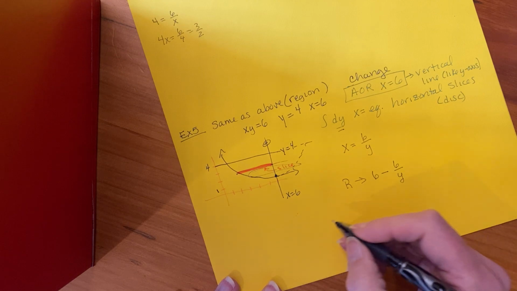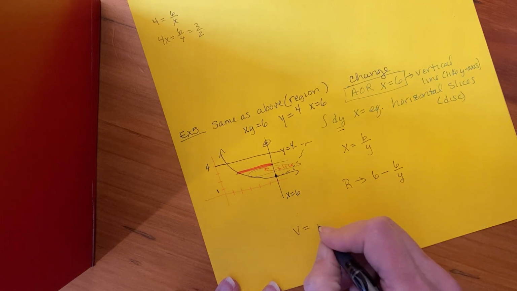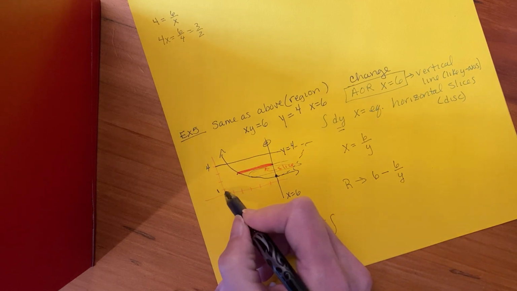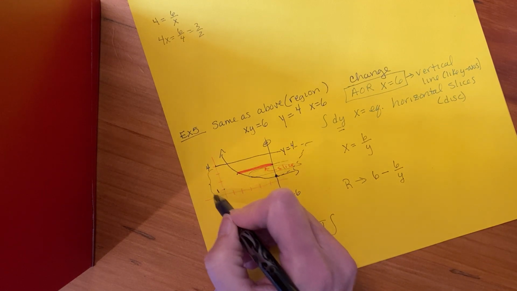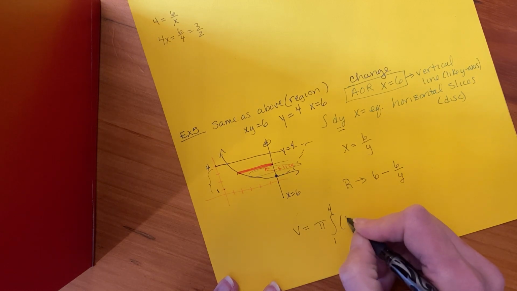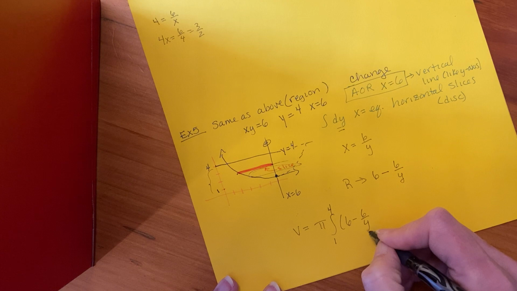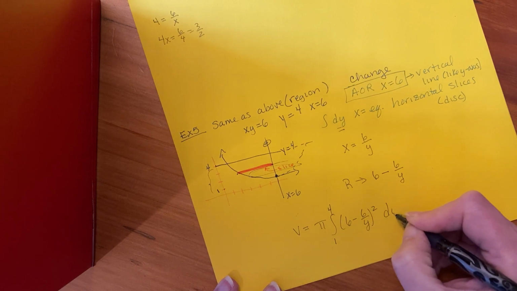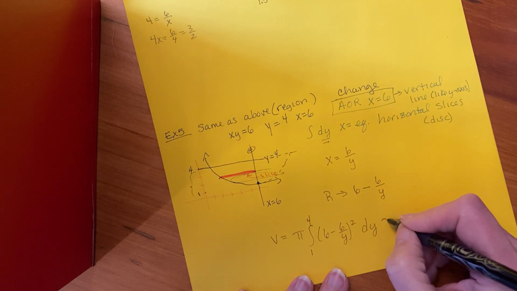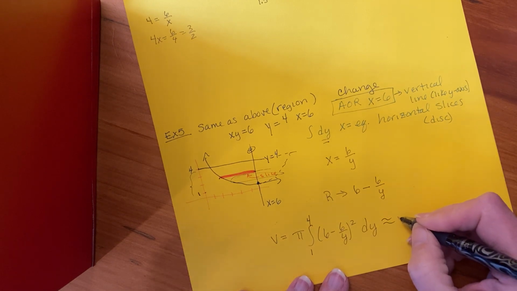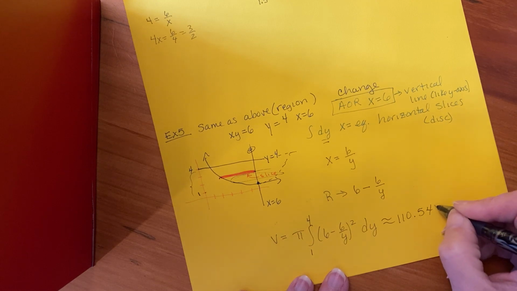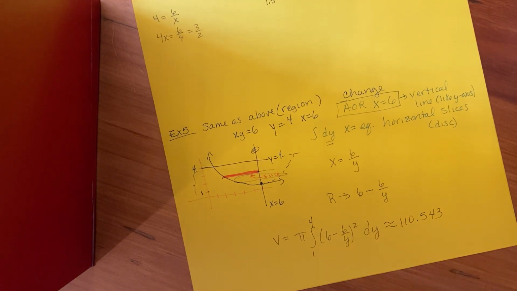We're going to put it in our volume formula. So here we go. The volume is going to be, smack a pi in there, right? What did we say these bounds go from? 1 to 4 along this axis, right? The y-axis, 1 to 4. And then we're going to put 6 minus 6 over y squared dy. And then if you put that in your calculator, which I know you all are checking me to make sure, you're going to get that value right there.